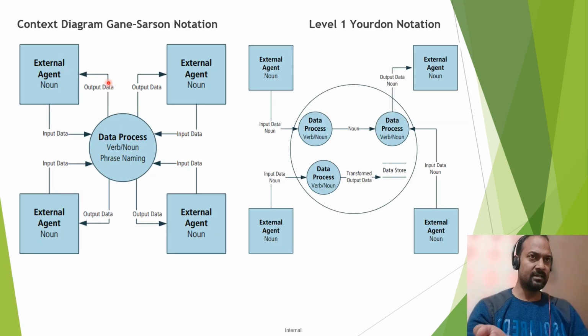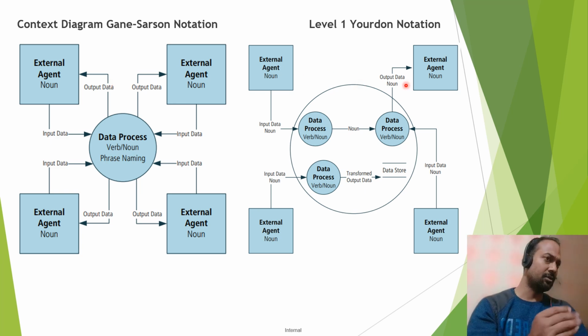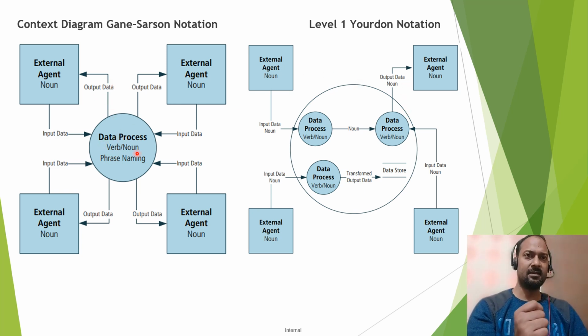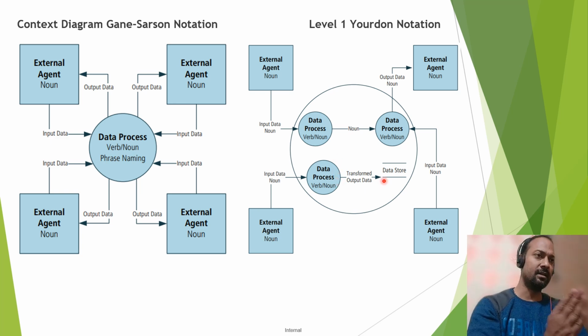The left side is the Gane notation and the right side is the Yourdon notation. So what is the difference in between? The difference is nothing, but you can see the center process here. In the Gane notation, there is only one data process that represents all the processes in between. Whereas in the Yourdon notation, the big process is now divided into sub processes along with the data store where the information would be stored.